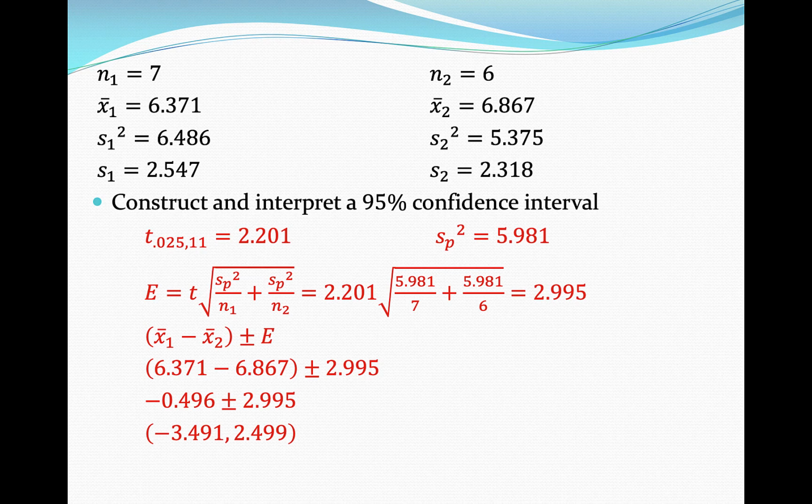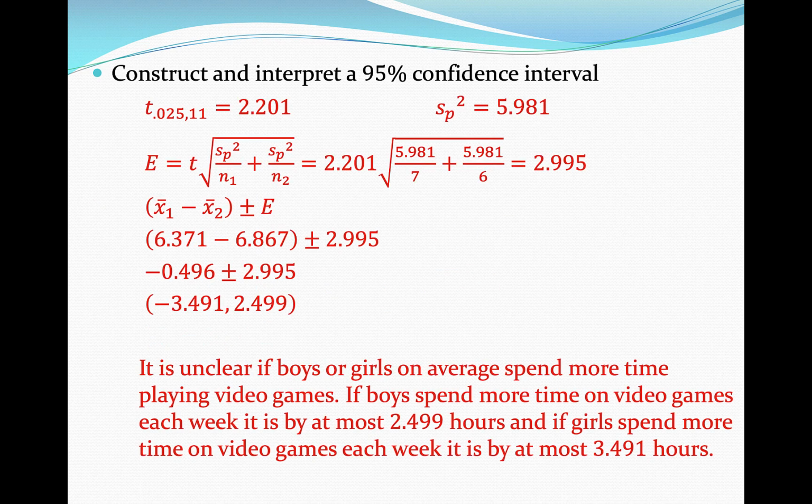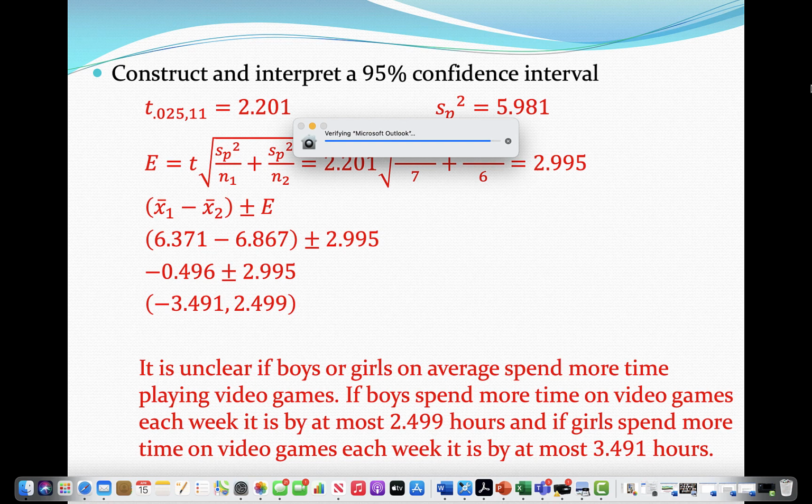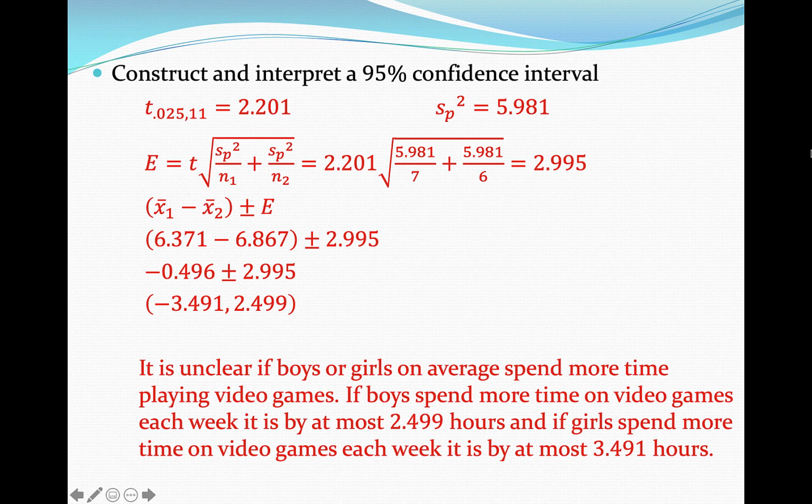So for the interpretation, I'm going to move things around a little bit here so that we have enough room. I basically just got rid of the descriptors at the top. To write our concluding statement, it's going to be something like this. You want to say something to the effect that it is unclear who spent more time playing video games. It is unclear if boys or girls spent more time on average playing video games. If boys did spend more time, since they were mu1, it was by at most 2.499 hours, because mu1 minus mu2 to be positive means mu1 is bigger and mu1 was the boys.